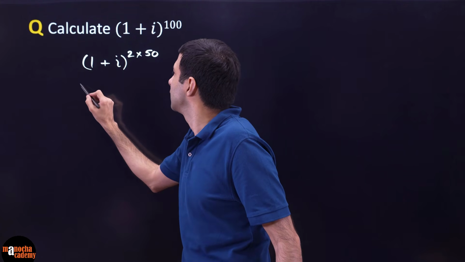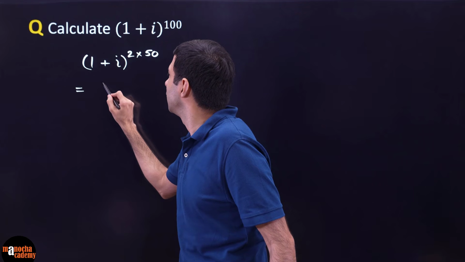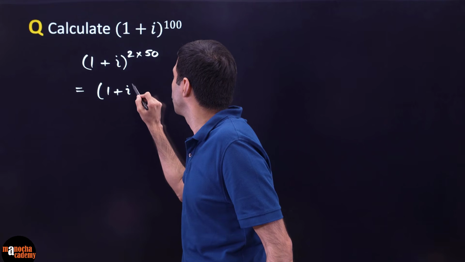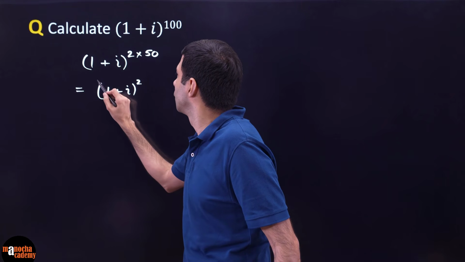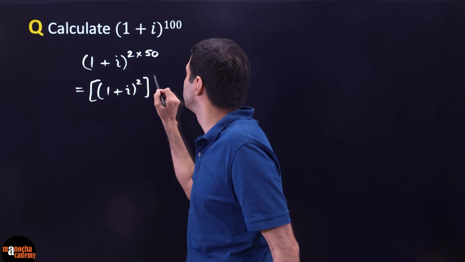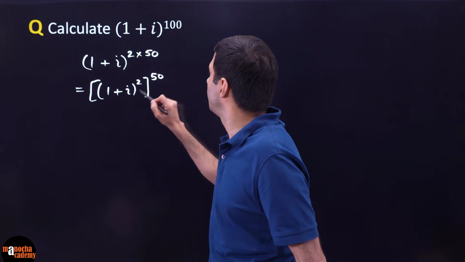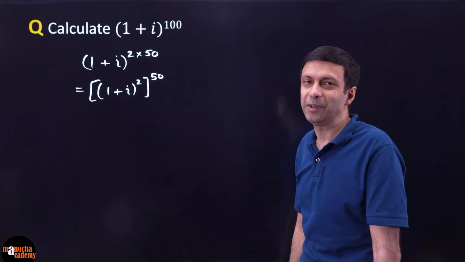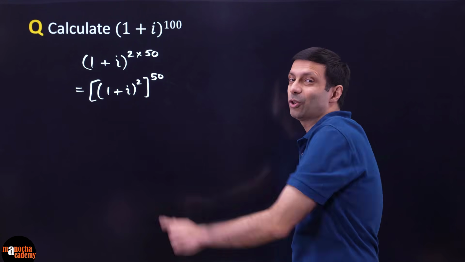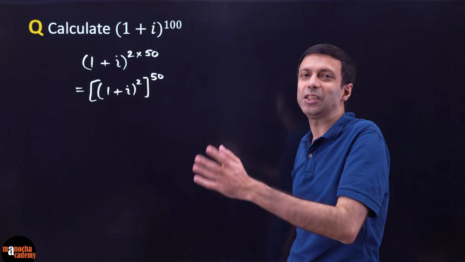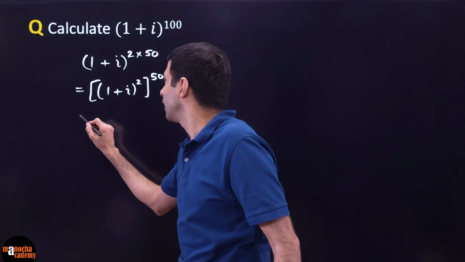And once again, we'll use that exponent trick, that this is basically going to give us (1 plus i square) whole to the power 50. So I'm breaking down that power of 100 into 2 times 50. And here you can apply your standard (a plus b) whole square formula. It's going to be a square plus b square plus 2ab. So let's put that down here.